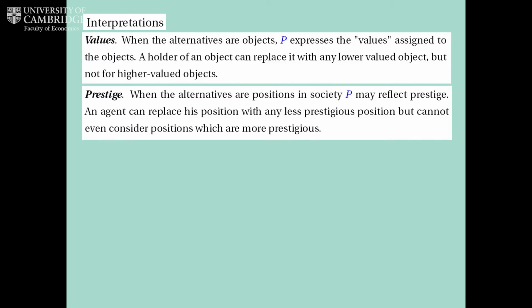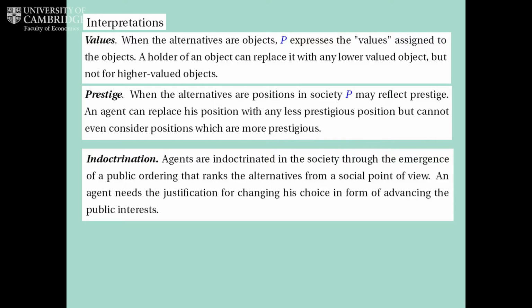Interpretation two is the interpretation of prestige. When I'm supposed to do xi, I'm supposed to be in the club xi, I can consider I'm not allowed to dream or to think about moving to a club which has higher status. I can only move to clubs which are from a lower status.